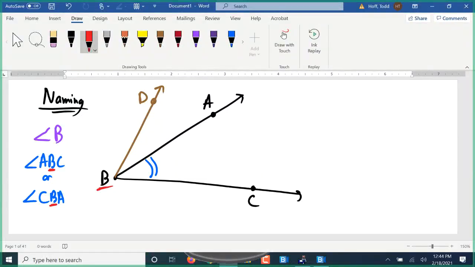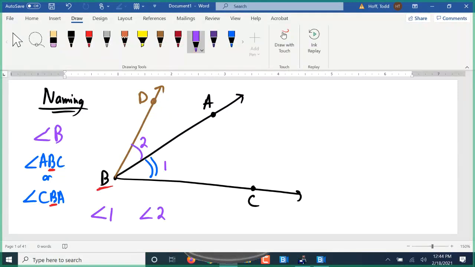Now, if we have to name a lot of angles, that gets to be pretty clumsy to have to say angle ABC, angle ABD, angle DBC. A lot of angles to talk about. So we can shorten our notation a little bit and just put a mark in here like this. I put the number 1 in there. That would just indicate that is angle 1. Put the number 2 in here. That would indicate that is angle number 2.